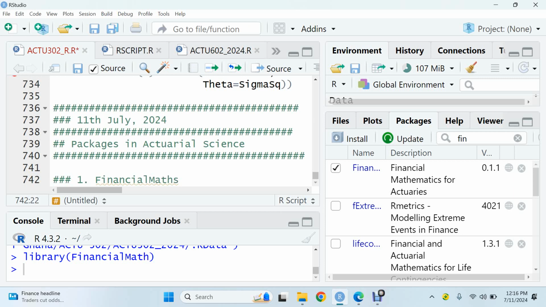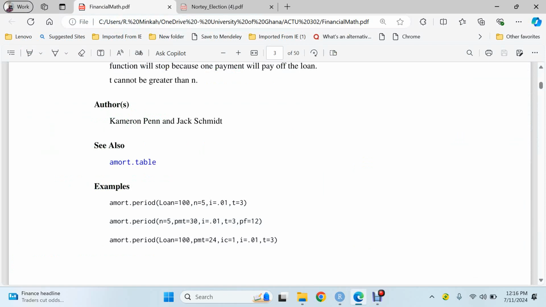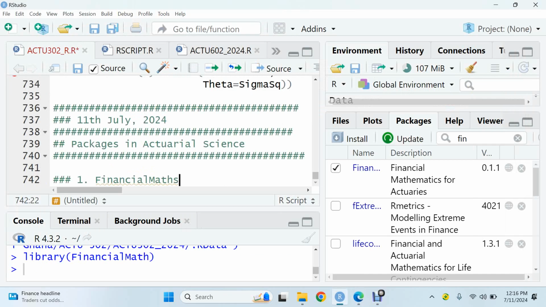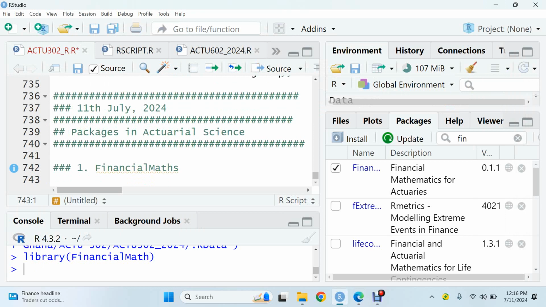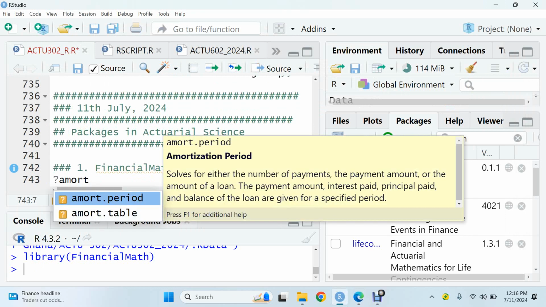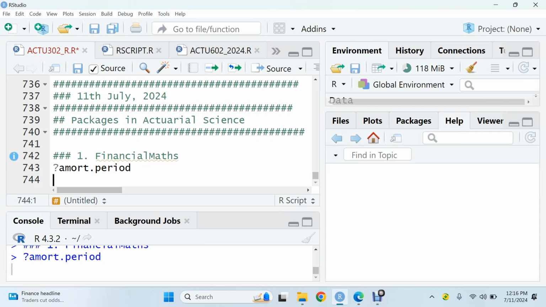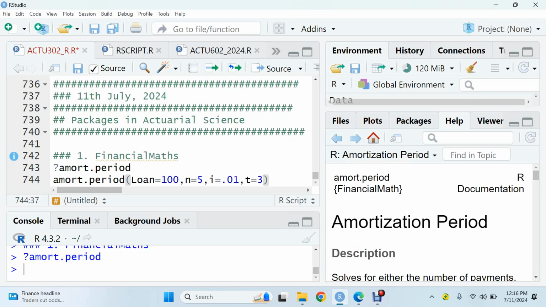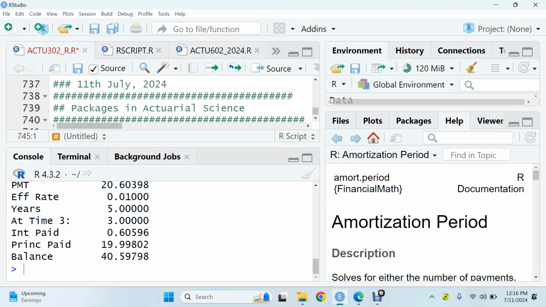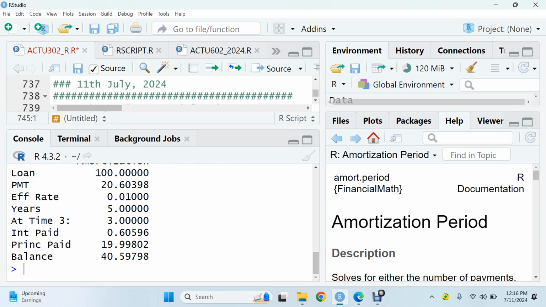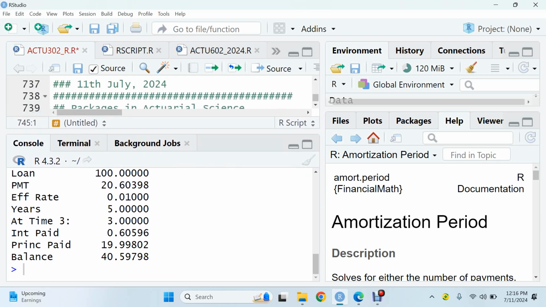I'll go back here and, well, let's see this example, the amortization table. If you want to use that, you do amort, then it's the table, you can have the table, you can have the period. So let's take this example and see what happens. There, it gives you a table. The loan amount is 100,000.